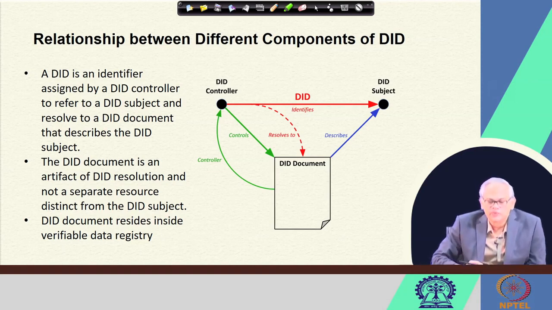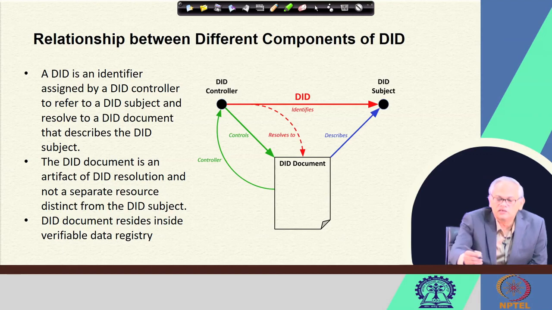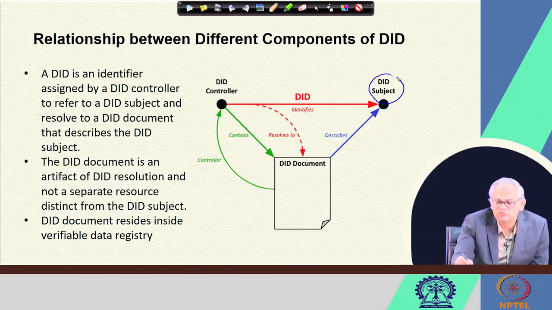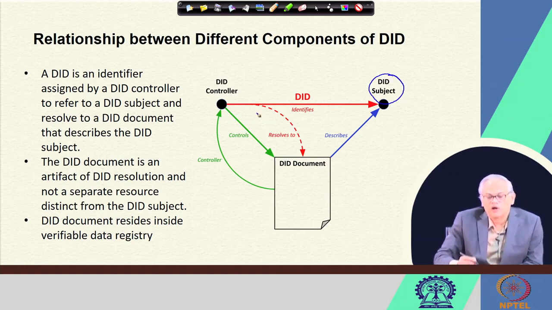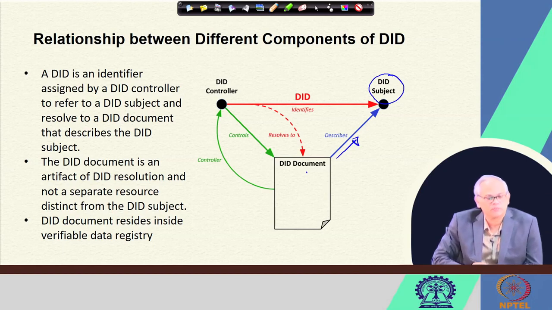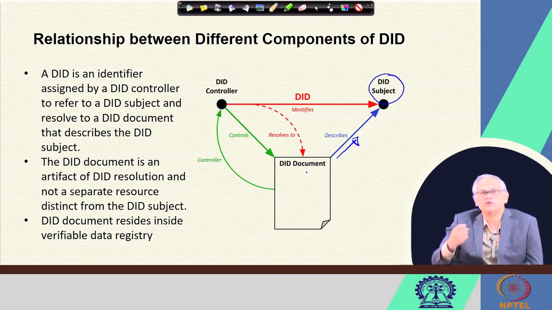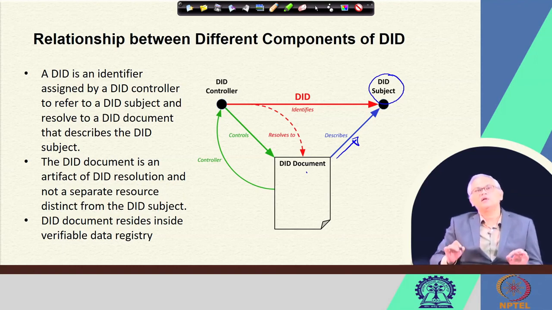So, if you see here pictorially, we have a DID document and we have the DID controller who controls the DID document and can update it, and then this DID document actually identifies a DID subject. So, there is this DID subject, as we mentioned, and this DID identifier. This DID itself resolves to the DID document, which in turn is describing a DID subject. So, a DID is an identifier which is assigned by a DID controller to refer to a DID subject, and it resolves to a DID document that describes the DID subject. That is a very precise definition of what a DID is.